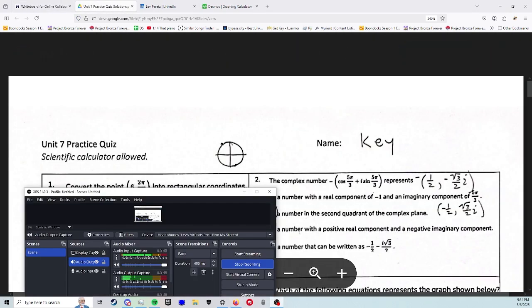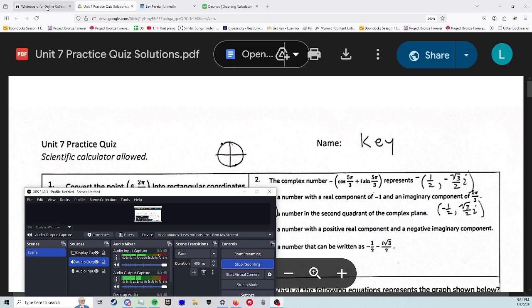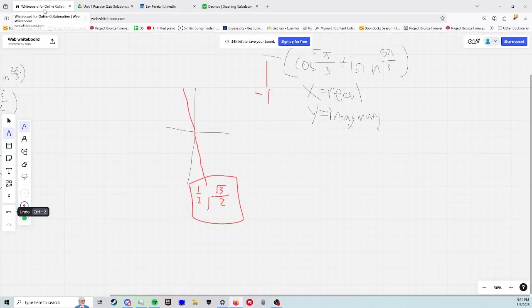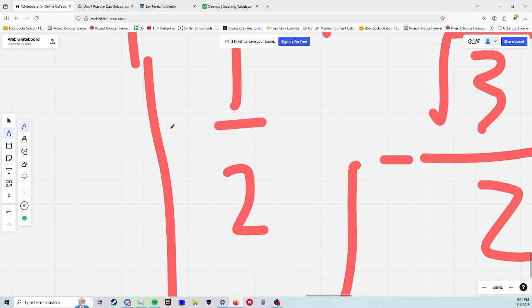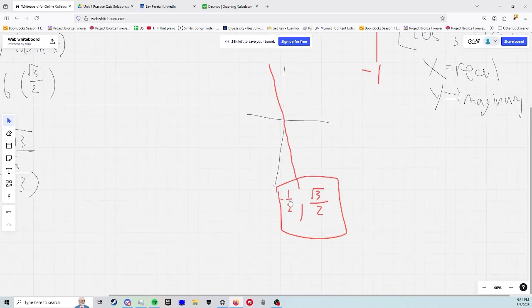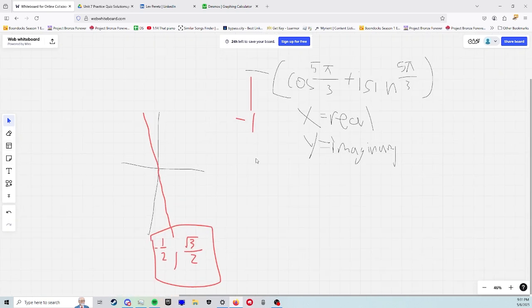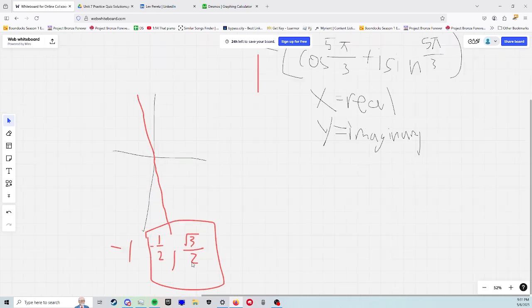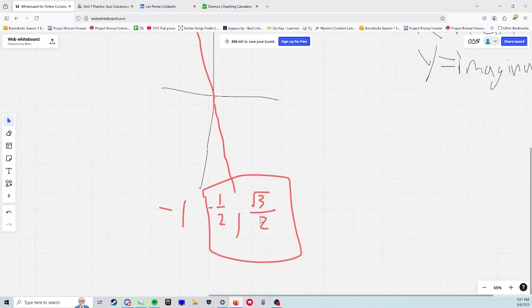So no. Okay, number 2: a number in the second quadrant of the complex plane. Oh, wait, I forgot. You have to multiply this by -1. Because you're multiplying it by -1 over here, it becomes this, okay? Even though it's here, you still need to bring it over, so it's -1. So essentially 2 pi over 3.